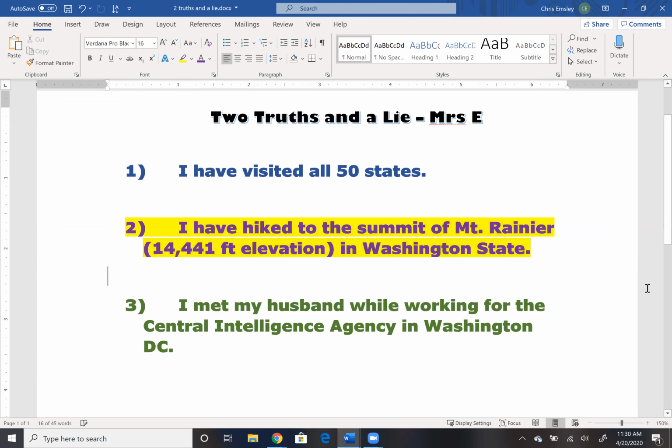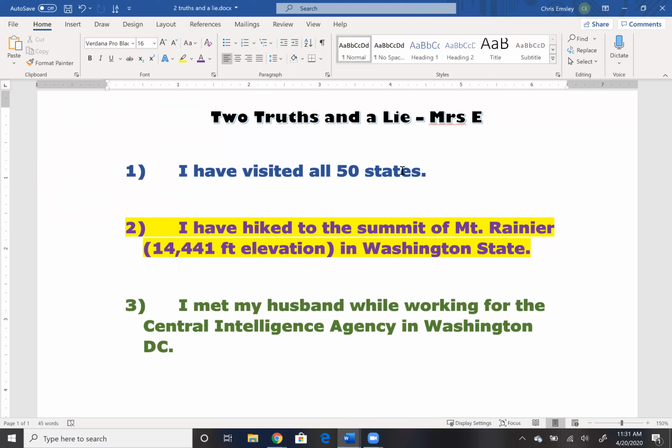I have not hiked to the summit of Mount Rainier. I have visited all 50 states. When my kids were little, we used to go on these crazy driving vacations where we would get in our minivan with our tent and drive thousands of miles, and we would just drive and camp and drive and camp. We went to lots of national parks, and we have made it to all 50 states.